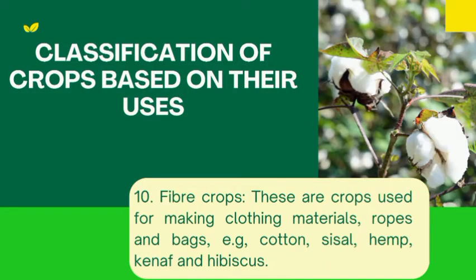Then we have the last one there, that is the fiber crops. These are crops used for making clothing materials. They are used to make clothing. That is, the clothes you are putting on can be made from cotton. Also ropes and bags. Examples are cotton, sisal, hemp, jute, and hibiscus. All of these can be used to make clothing material. So that is that on classification of crops based on their uses.